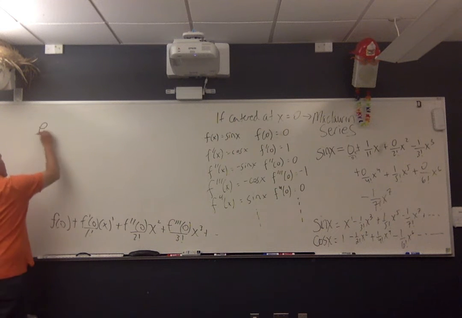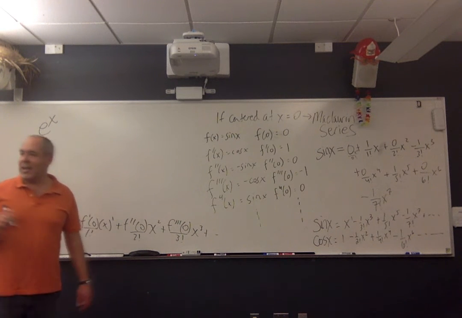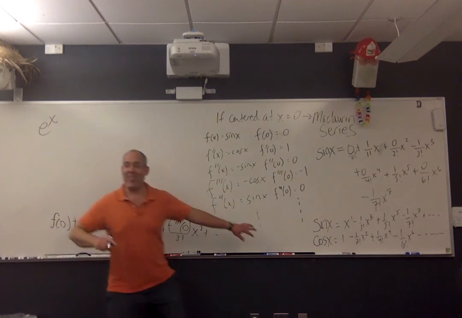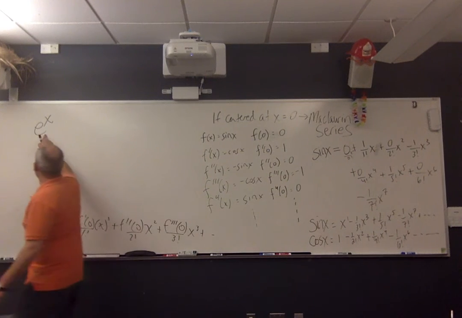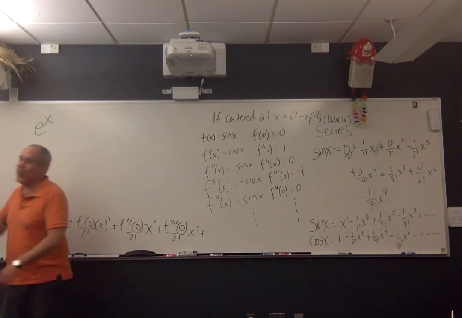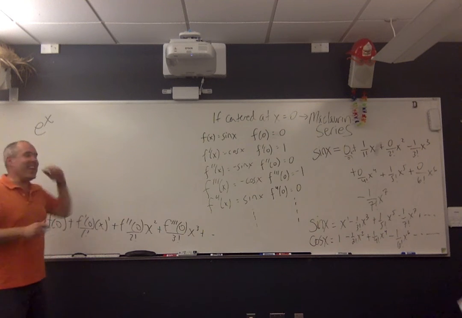The last one is e to the x, one of our favorite functions. It's so perfect. This one's actually really easy. I know, right? We're almost there. Watch. Here it is. Alex is so excited. He's like, I knew I should have come tonight.